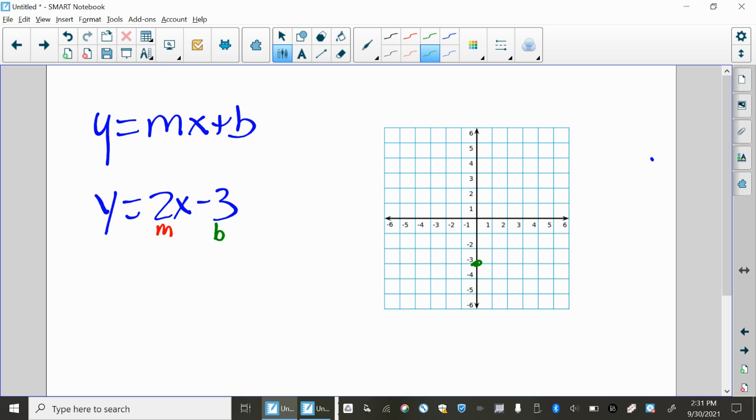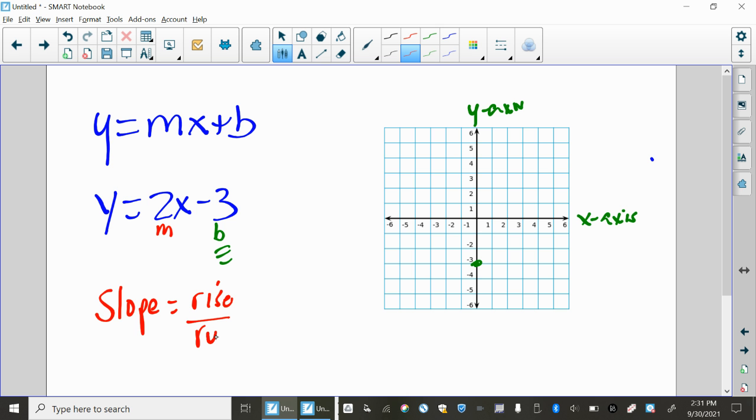So we plot that. Remember, here's your y-axis. Here's your x-axis. So we start with this number on the y-axis. Start at negative 3, it's just a point. Now we use our slope. And from the previous slide it is rise over run. So that's 2, and if there's nothing underneath it, you just put a 1. So you rise 2 and run 1. So we go up 2 and right 1.